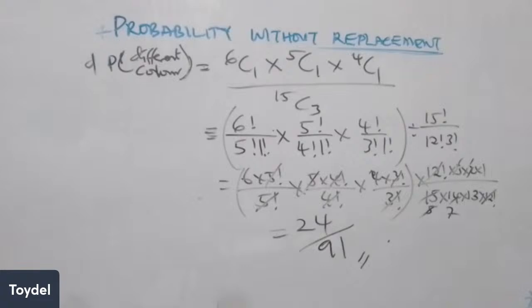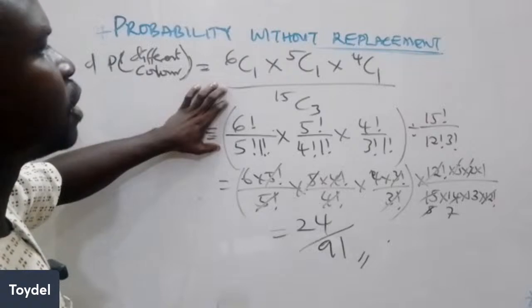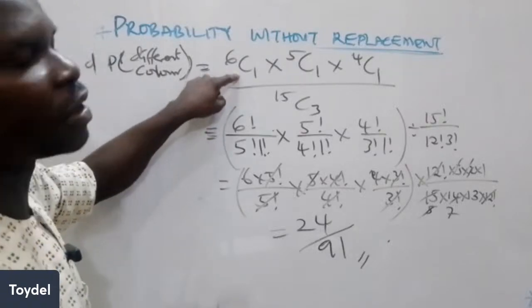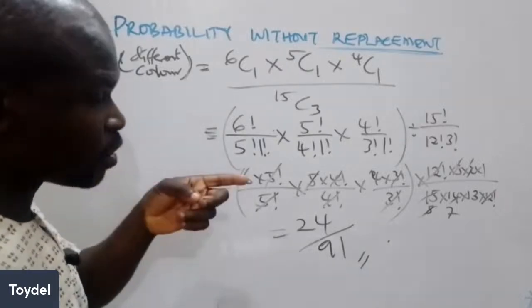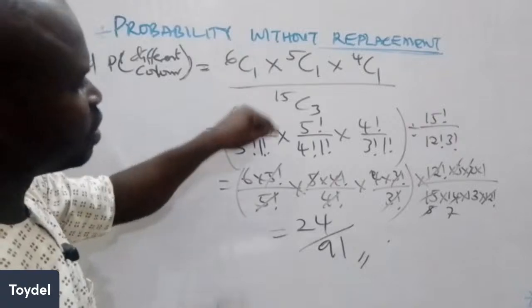We should note that when we have probability without replacement, we can actually use this approach. For us to be able to use this approach, we must understand combination very well. So you can check my video on permutation and combination, so that you know the meaning of combination and the meaning of factorial.